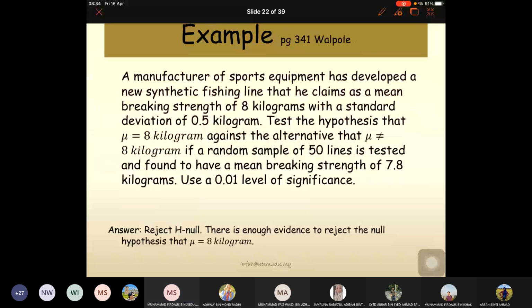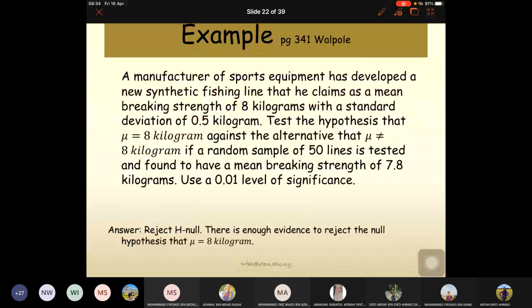So dia kata a manufacturer of sports equipment has developed a new synthetic fishing line that he claimed has a mean breaking strength of 8 kg with a standard deviation of 0.5 kg. Test the hypothesis that mu equal to 8 kg against the alternative that mu does not equal to 8 kg if a random sample of 50 lines is tested and found to have a mean breaking strength of 7.8 kg. Use 0.01 level of significance.